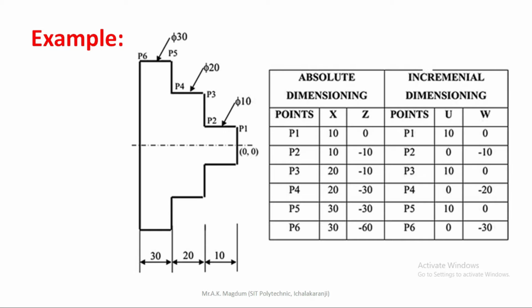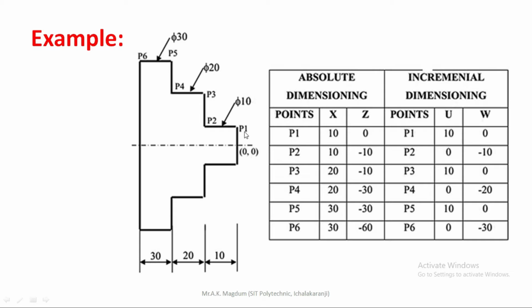Next, this is the best example of absolute and incremental dimensioning systems. Here is the P1 point. This table indicates the absolute dimensioning system, and next is the incremental dimensioning system over the x and z directions, and the u and w directions.